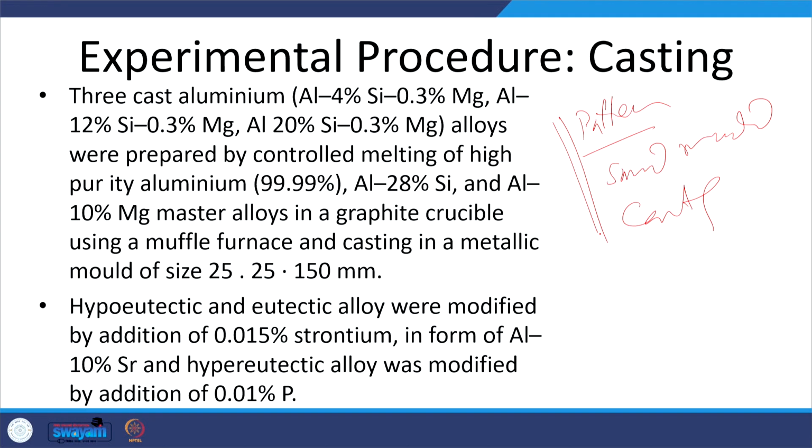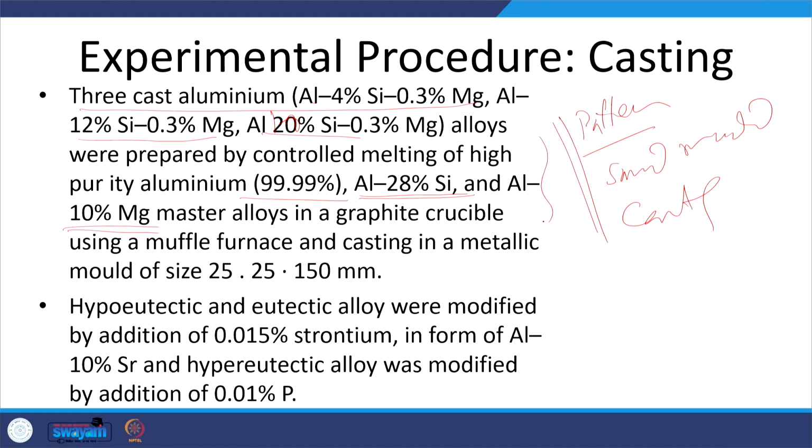Okay. So in this particular case study, we have developed three types of cast aluminum silicon alloys: aluminum 4% silicon, 0.3% Mg; aluminum 12% silicon, 0.3% Mg; and aluminum 20%, say 18% silicon, and 0.3% Mg. These were prepared by controlled melting of high purity aluminum and aluminum silicon master alloy with aluminum 28% silicon and aluminum 10% Mg master alloys.